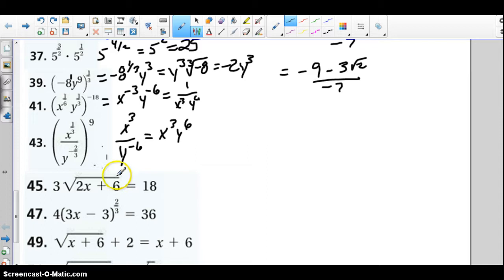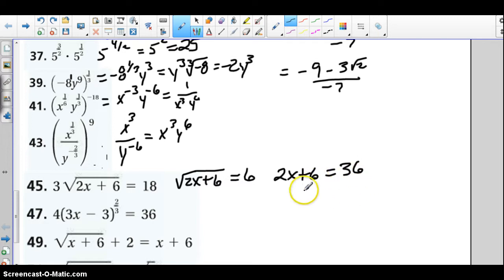Next one, we're solving an equation. Divide both sides by 3 to isolate your radical. Square both sides to get rid of the radical. Solve for x. Subtract 6, divide by 2. Next one, isolate your exponential expression. Divide by 4.